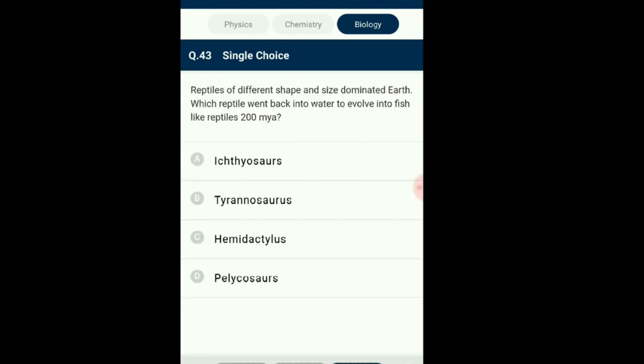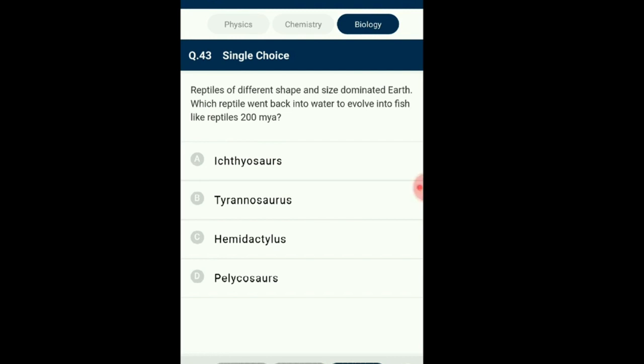Question number 43. Reptiles of different shape and size dominated earth. Which reptile went back into water to evolve into fish-like reptiles 200 million years ago? The first cellular form appeared on earth about 2000 million years ago, which then formed into multicellular form, following which there was an evolution of fish. Fish evolved into amphibians, which in turn evolved into reptiles.